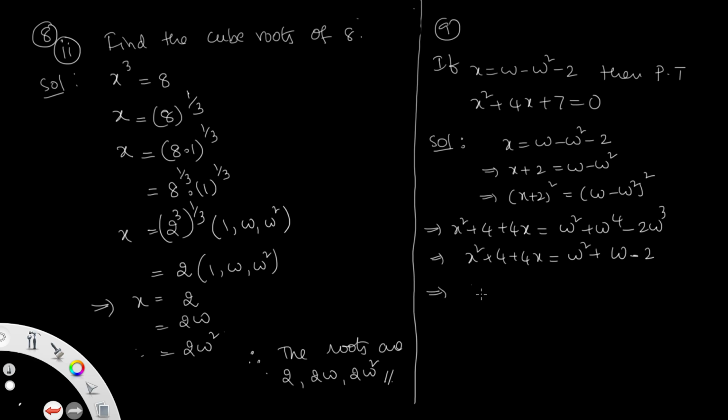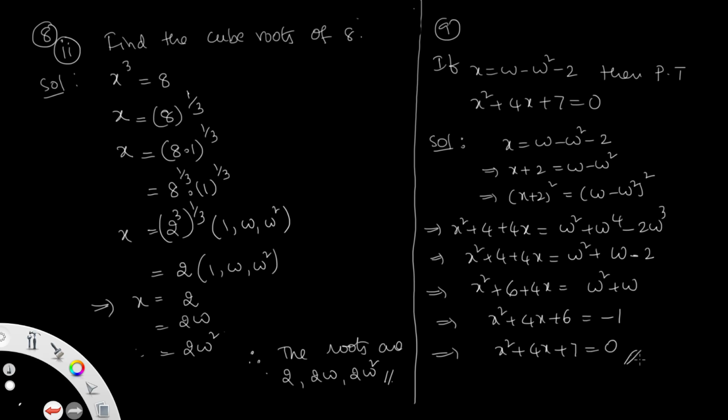Then we can write x square plus 6 plus 4x equals omega square plus omega. So that is nothing but x square plus 4x plus 6 equals minus 1. Then lastly we get x square plus 4x plus 7 equals 0.